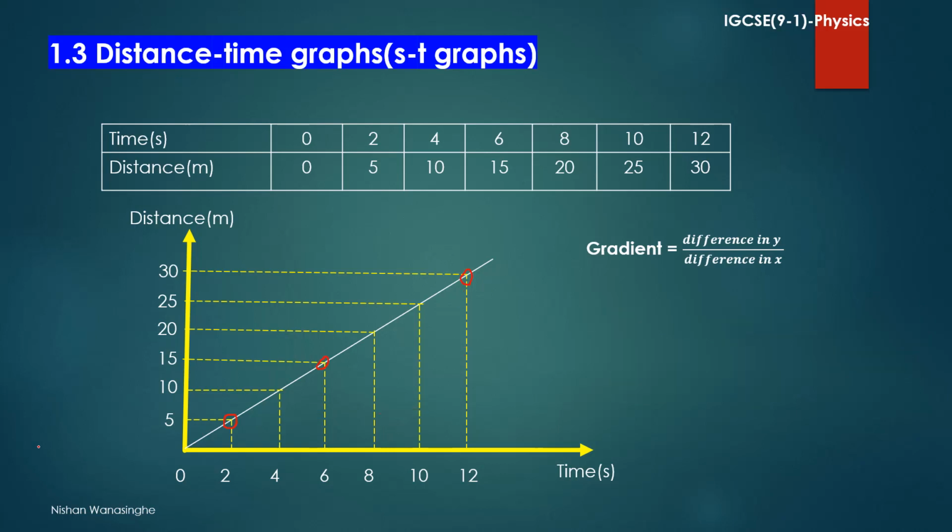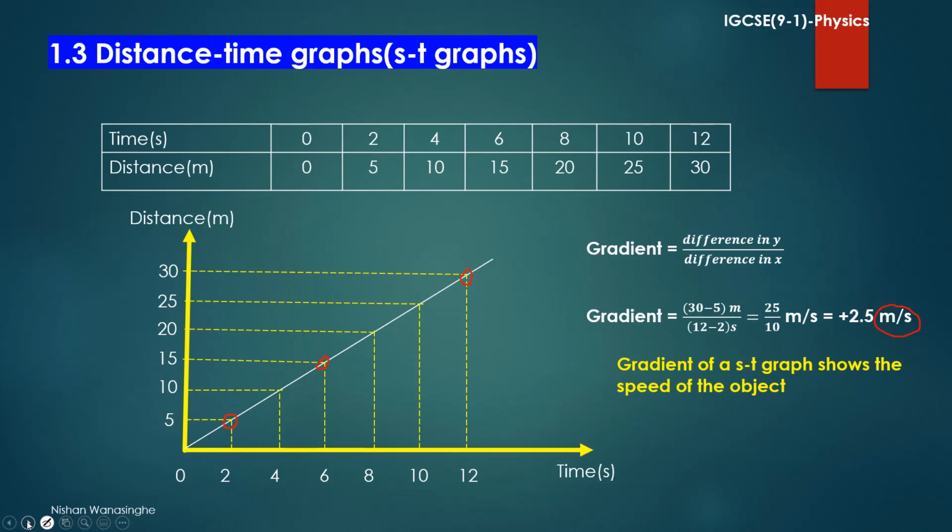So we'll check the gradient. We'll take the calculation. Here 30 minus 5, the y coordinate difference, over 12 minus 2, the x coordinate difference, 25 over 10, you get plus 2.5 meters per second. Look at the unit of the gradient, it is meters per second. What is the meaning of that? The gradient of the distance-time graph is equal to the speed of the object. That is one theory you learn in this part.